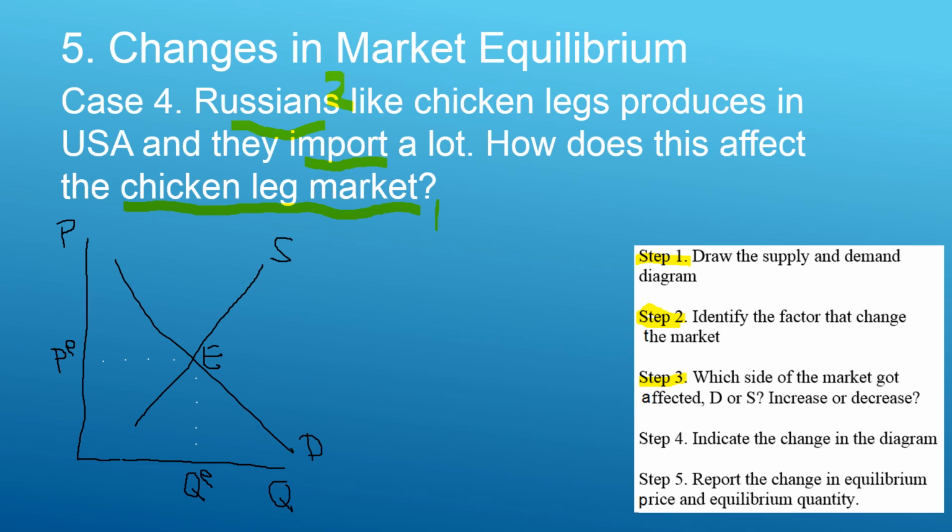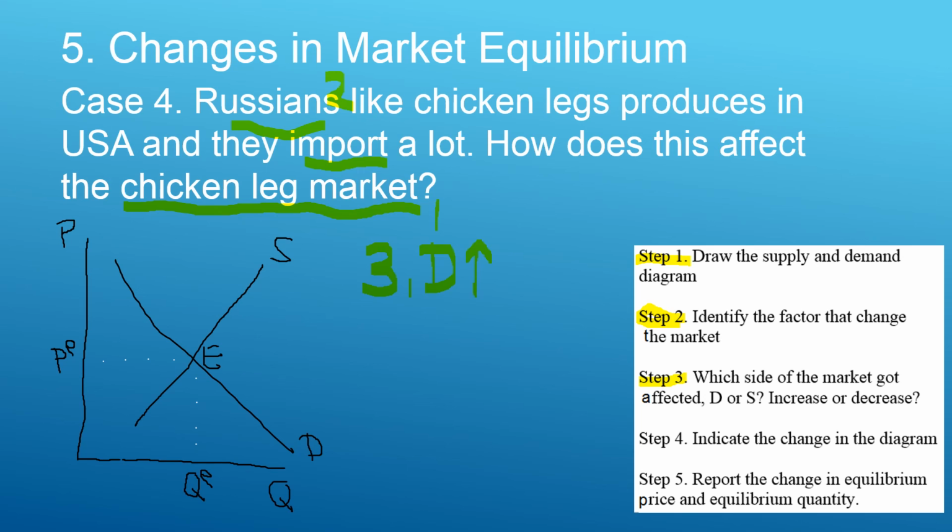Alright, number 3, which side of the market got affected? What do you think? Demand side or supply side? Russians buy chicken legs from the US market. That is a demand, isn't it? We just have more buyers purchasing chicken legs, so demand. Increase or decrease? Increase, right? I know you know it is an increase in demand.